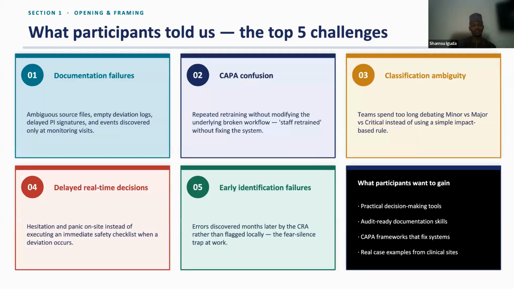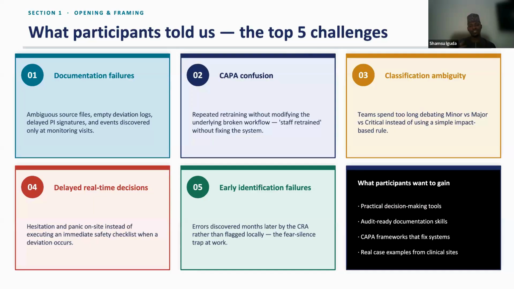I want to acknowledge something important before going further. I have read your responses from your registration forms. So this slide is not, per se, generic content. It is built directly from what you told us you are struggling with. Let me walk you through each challenge, because I want you to know that this session was designed specifically around your pain points. Challenge one is documentation failure.